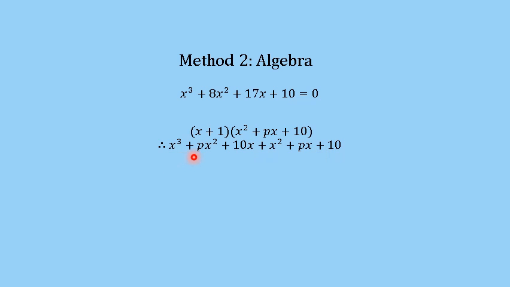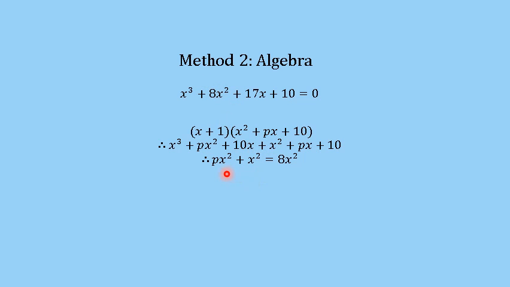When we remove the brackets, we are going to have x cubed plus px squared plus 10x plus x squared plus px plus 10. And now look at this. Here, after removing the brackets, we have the px squared, and here we have x squared. But looking at the x squared part, the coefficient of x squared is 8. So it means when we add px squared and x squared, this must give us 8x squared.